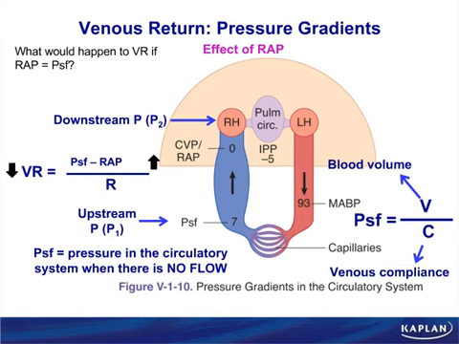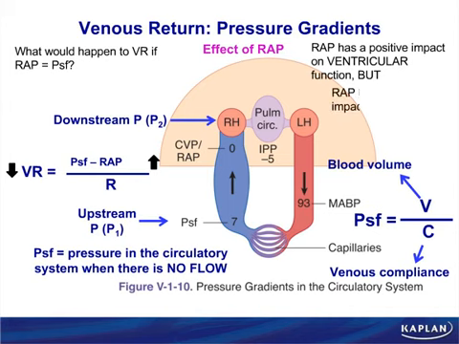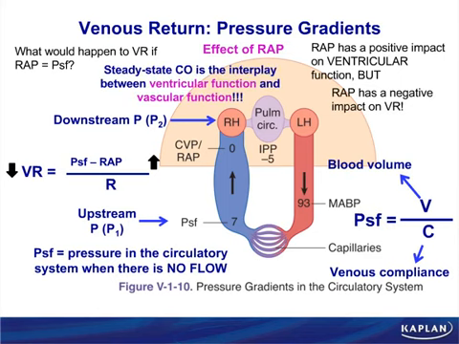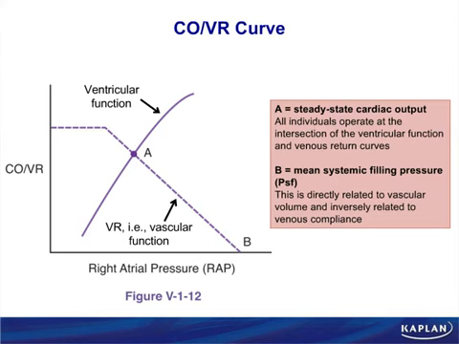So to recap, right atrial pressure, that's the x-axis on a ventricular function curve. It has a positive impact on ventricular function, but it has a negative impact on venous return. And steady-state cardiac output, therefore, is the interplay between ventricular function and vascular function. And right atrial pressure has an opposite effect on the two. It enhances ventricular function, but it decreases vascular function. That's the big key.